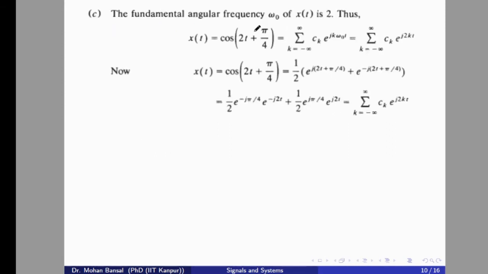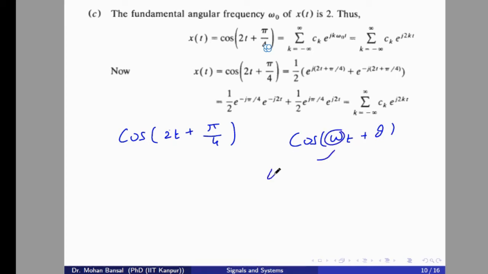Now we'll see another problem, that is cos of 2t plus pi by 4. Here you need to identify the fundamental frequency. So cos of 2t plus pi by 4 is given here. We'll compare this with cos of omega t plus theta. So omega is the frequency, that is 2, and we will expand this in terms of the exponential terms. It can be written as 1 divided by 2 times e to the power j of 2t plus pi by 4, plus e to the power minus j of 2t plus pi by 4.